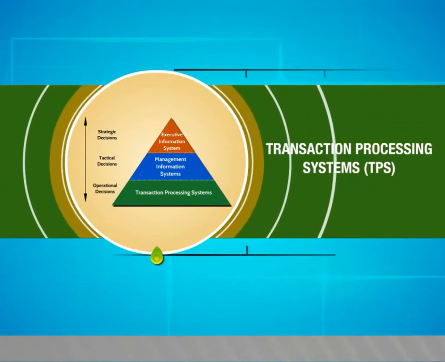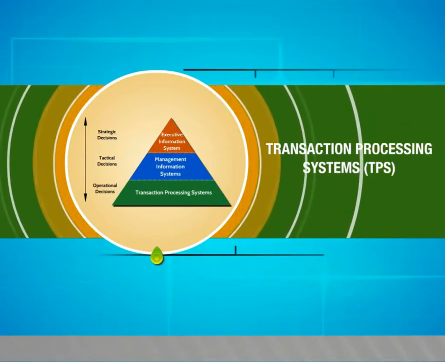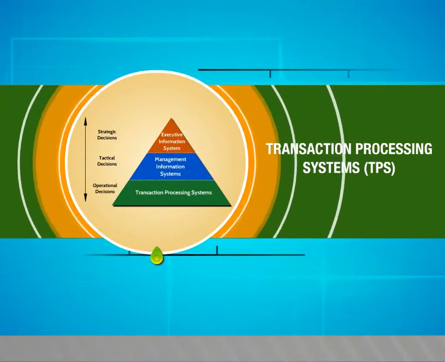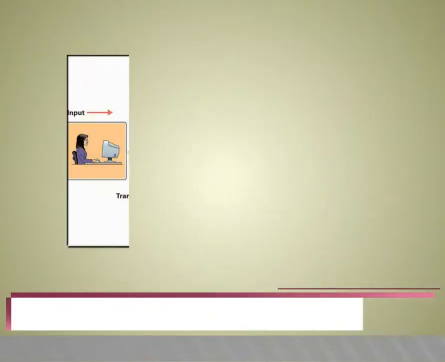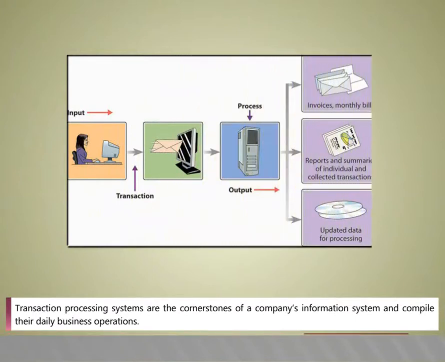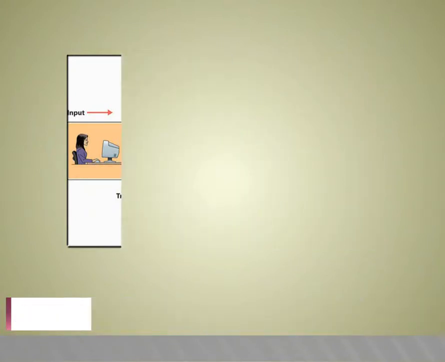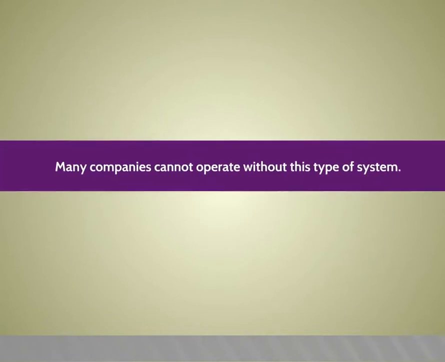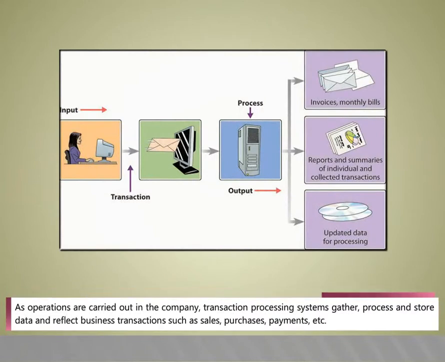Transaction Processing System (TPS). In this video, we are going to see about Transaction Processing System (TPS). Transaction processing systems are the cornerstones of a company's information system and compile their daily business operations. Many companies cannot operate without this type of system. As operations are carried out in the company, transaction processing systems gather, process, and store data and reflect business transactions such as sales, purchases, payments, etc.